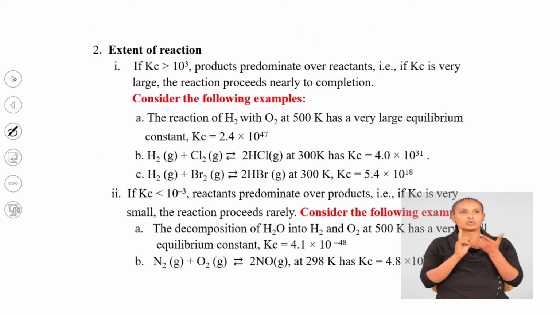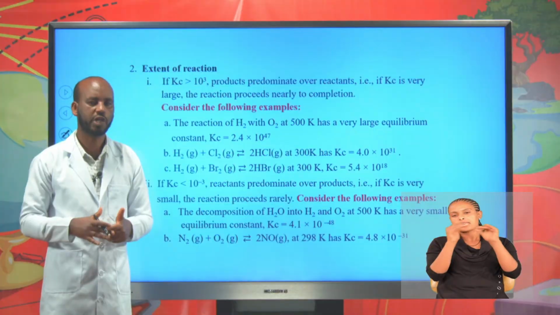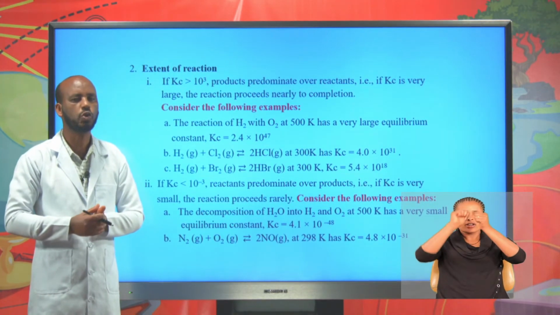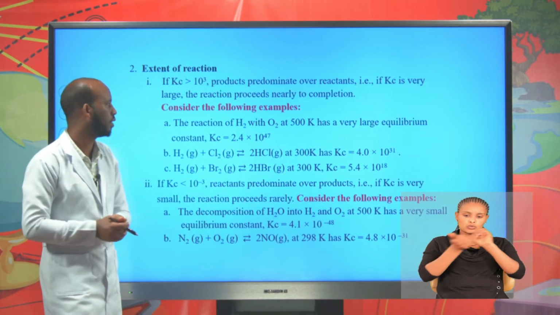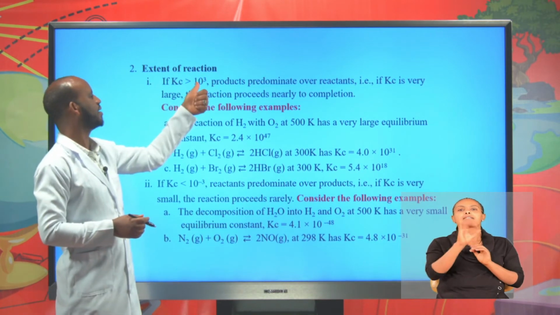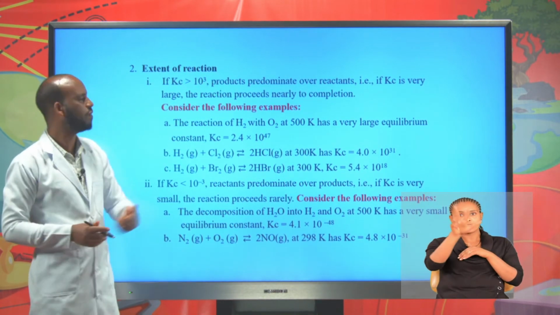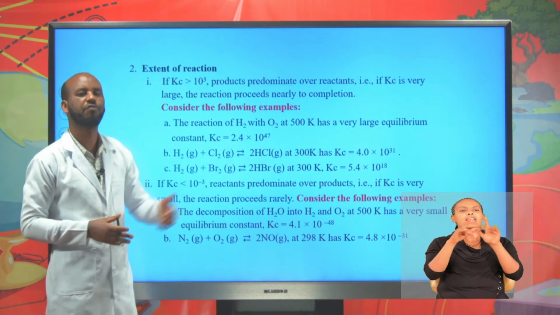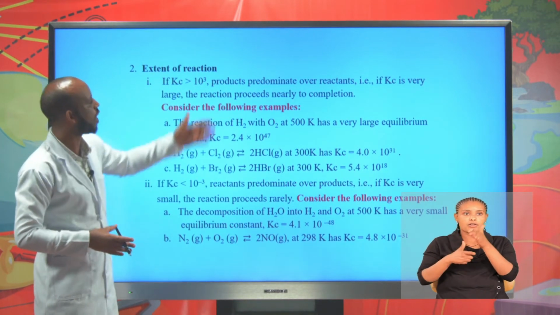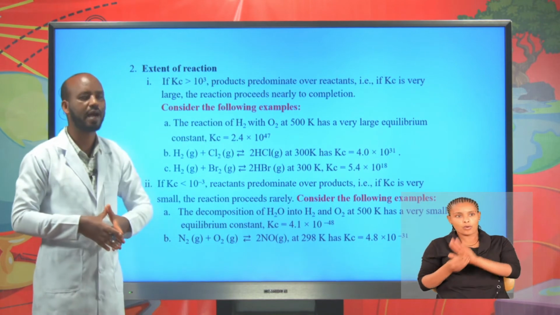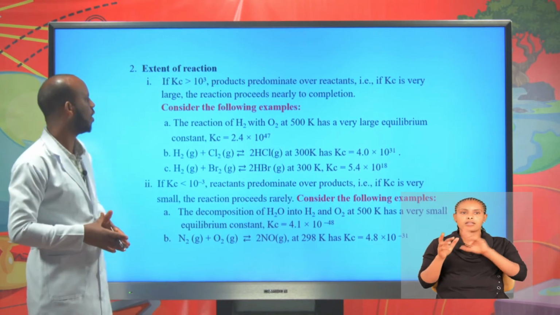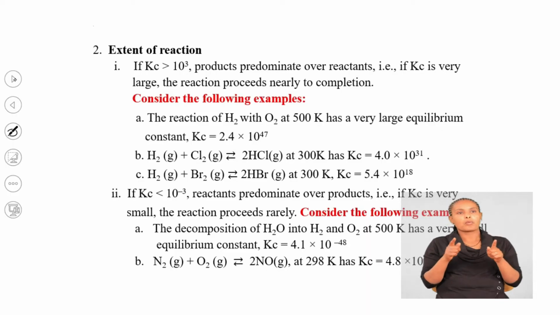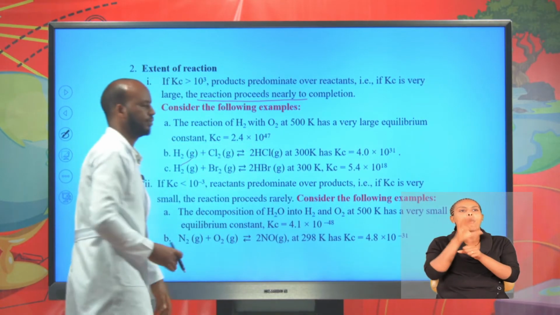2. Extent of reaction. Extent to which reactants are converted into products. If Kc is greater than 10^3, if Kc is a very large value, then products predominate over reactants. Or you can say the reaction proceeds nearly to completion. If the value of Kc is very large, the reaction proceeds nearly to completion.